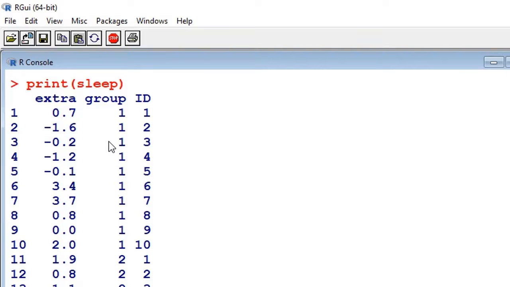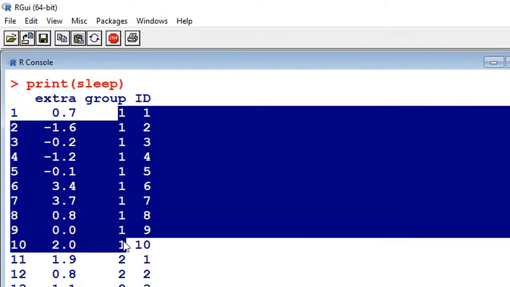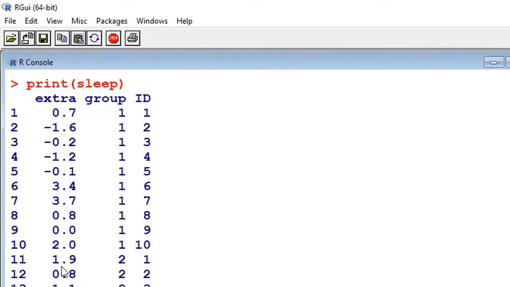In other words, we are interested in comparing the mean of extra hours of sleep within group 1, all the individuals who took drug 1, compared to the mean hours of sleep of all individuals who took drug 2. But now the statistical test is based on the two real life populations, let me put it that way.